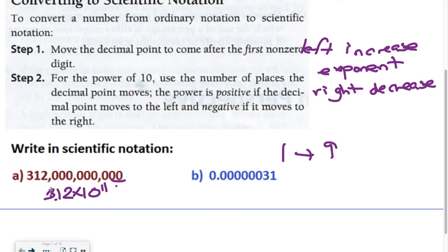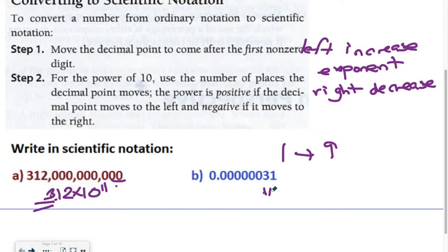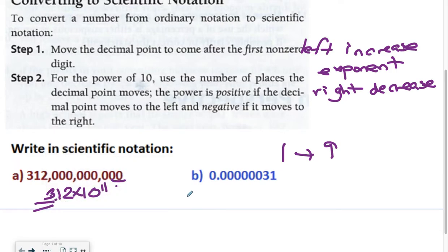Again, we want the number in front of the decimal point to be the digits 1 through 9. Now here, because our decimal point is to the left, we want to land between the 3 and the 1. So we're going to have to move our decimal point to the right. Now remember that moving to the right will decrease, and since we're decreasing from nothing, because there's no exponent written, our exponent will decrease: -1, -2, and so on and so forth.